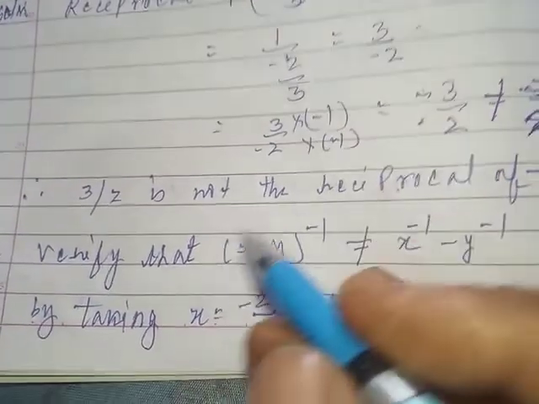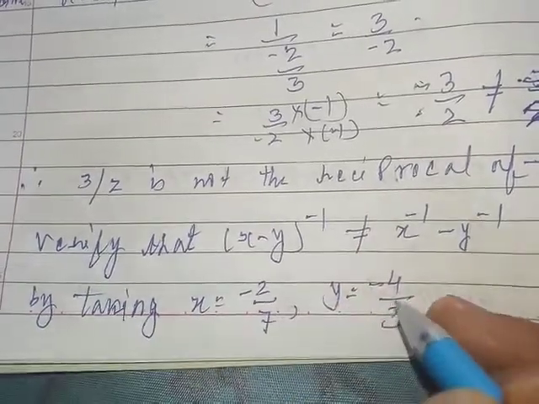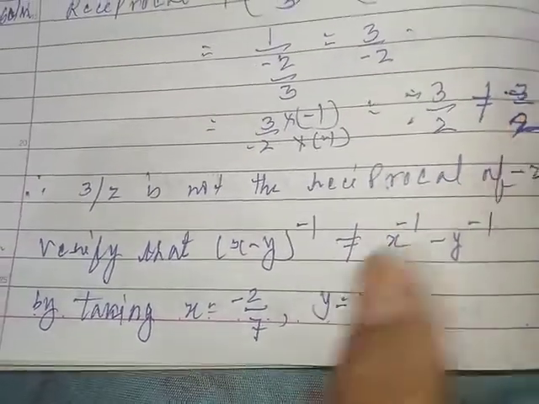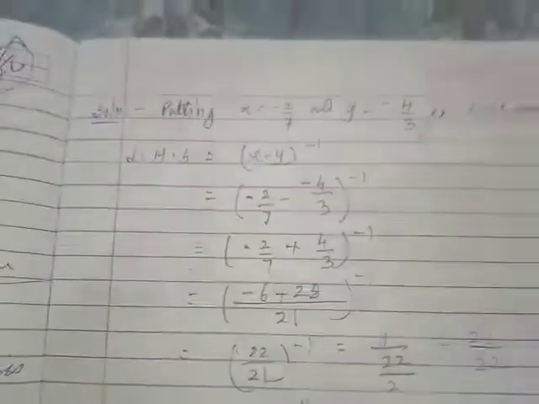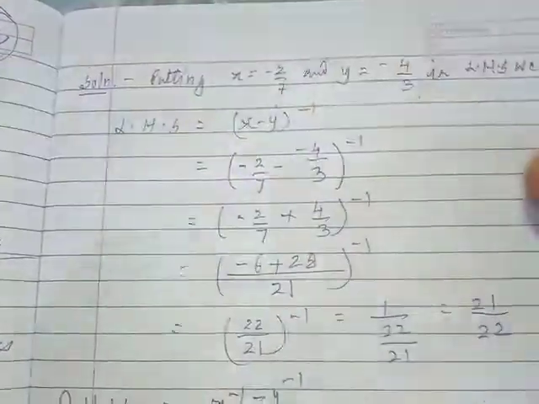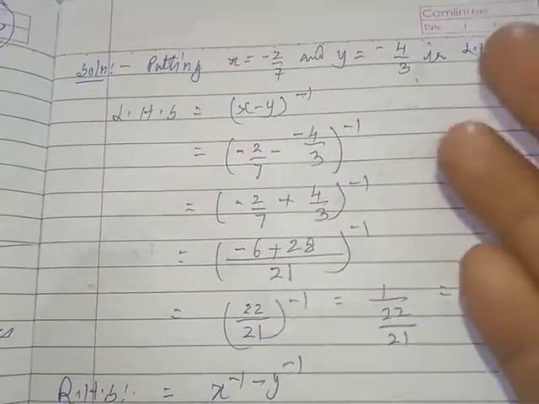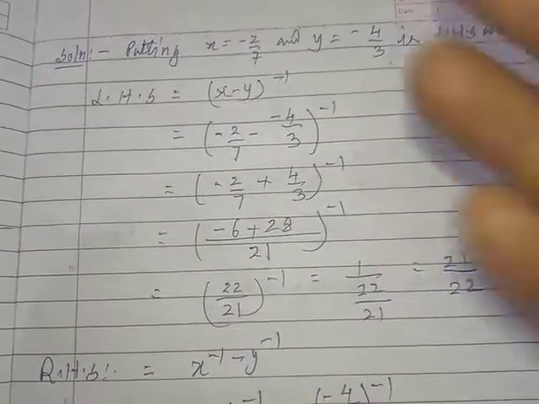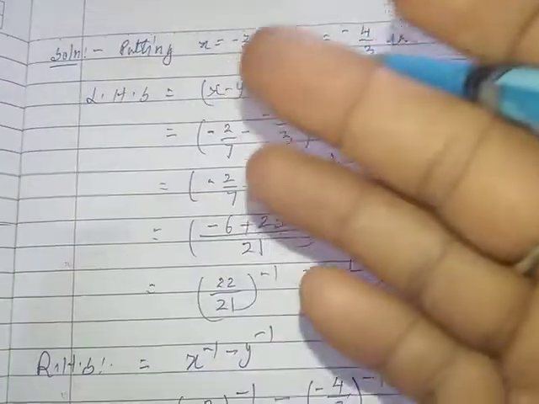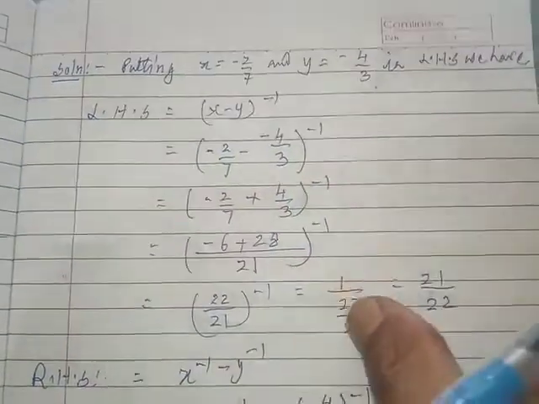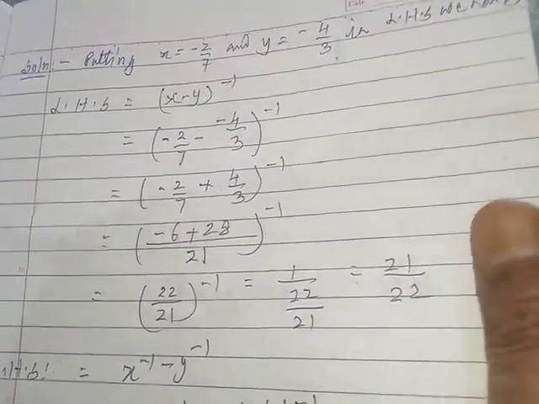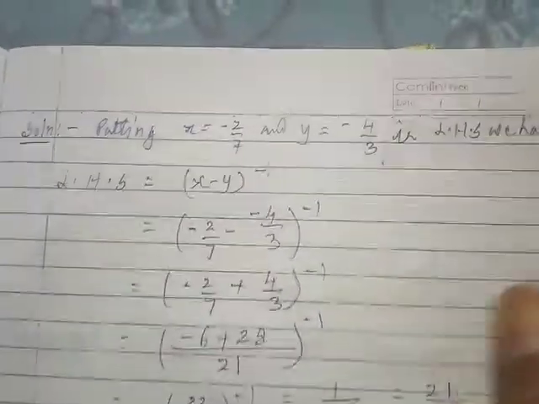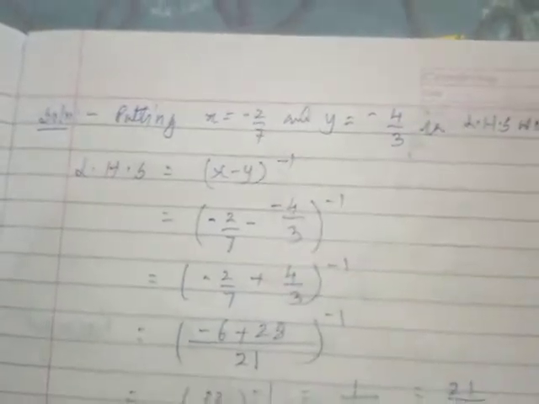Verification is there by taking x is equal to minus 2 by 7 and y is equal to minus 4 by 3. I think you have already done such questions of verification, just like by taking x, y and z for associative law verification, x and y for commutative law verification, and x, y and z for distributive law verification. So it's very simple. What do we do in this case?